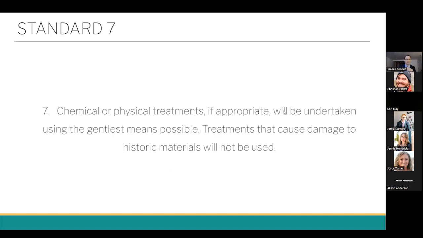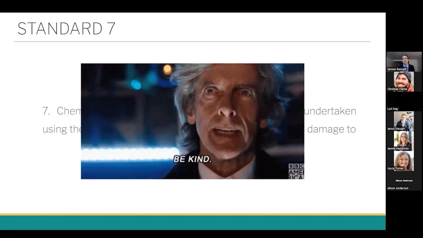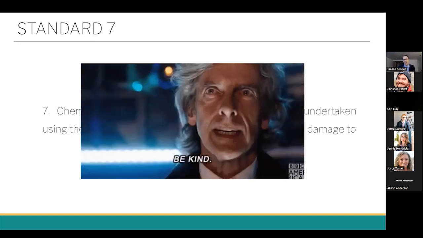Standard 7 looks at what treatments we apply to our building for cleaning, etc. And it says that chemical or physical treatments, if appropriate, will be undertaken using the gentlest means possible. Treatments that cause damage to historic materials will not be used. In other words, we want to be kind to our historic materials. We don't want to do anything that causes damage over the lifetime of the materials.